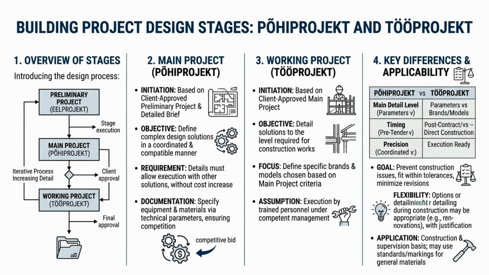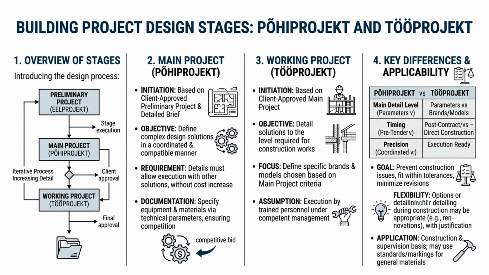A key difference between the main project and the working project is their level of detail. The main project uses technical parameters, while the working project specifies actual brands and models when appropriate. The main project is prepared before the tender or contractor is selected, supporting fair competition, while the working project is ready for direct construction. The documentation from both stages must serve as a solid basis for the construction activities and supervision, often using recognized standards and markings for typical materials.